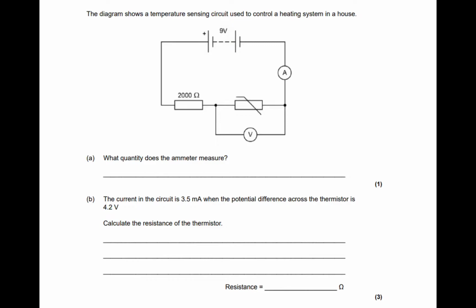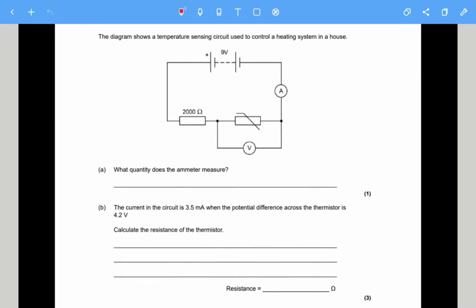Once you do these questions, there'll be a couple of questions, 3 slides in total. So pause it, attempt the questions, and then I'll take you through the answers. The diagram shows a temperature sensing circuit used to control a heating system in a house. What quantity does the ammeter measure? So ammeters obviously measure the current.